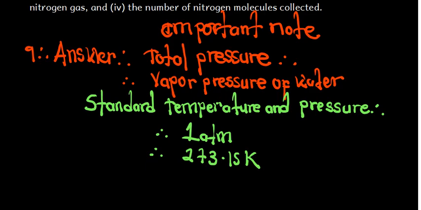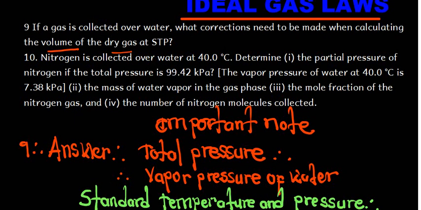So when you find that difference, the only thing you're going to remain with is the volume of the dry gas. So basically, that is how you work out the first part of the question. So now we can get back to the second part of the question, which is question 10.